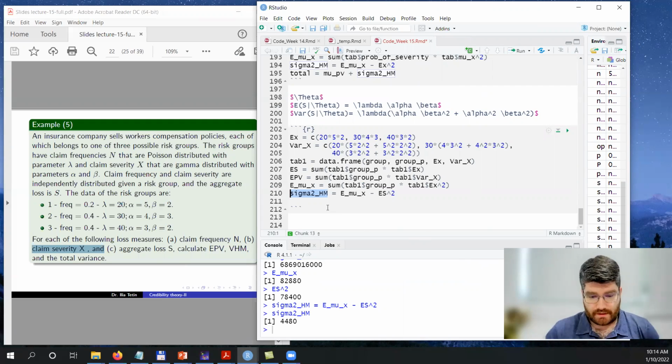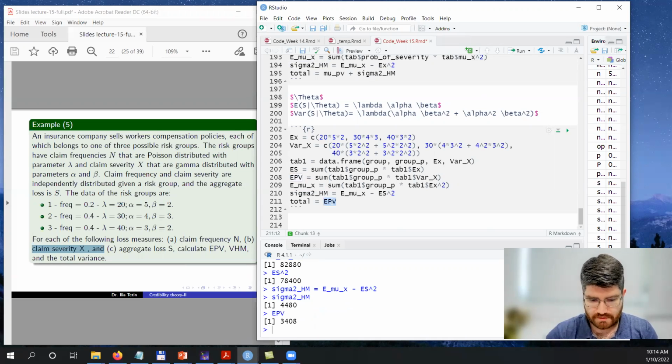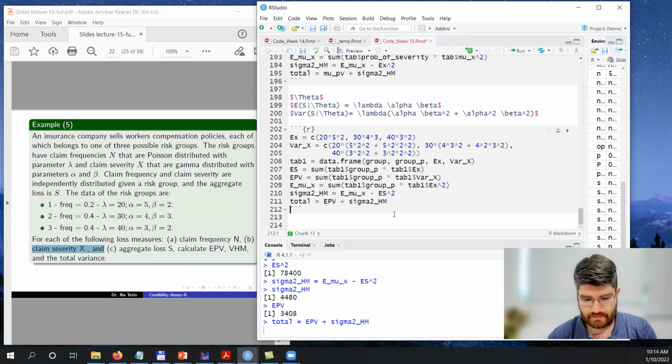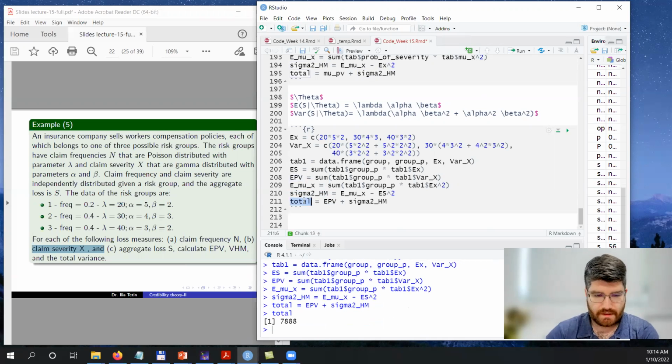So this is actually sigma squared HM. This is the second part of the component of what we need to calculate. EPV is the first part, sigma squared HM is the second part, and the total again is just the sum. Total is the sum EPV plus, which is 3,408 plus that sigma squared HM. Okay, so our total is this value 7,888, and this is the value which we're looking at.